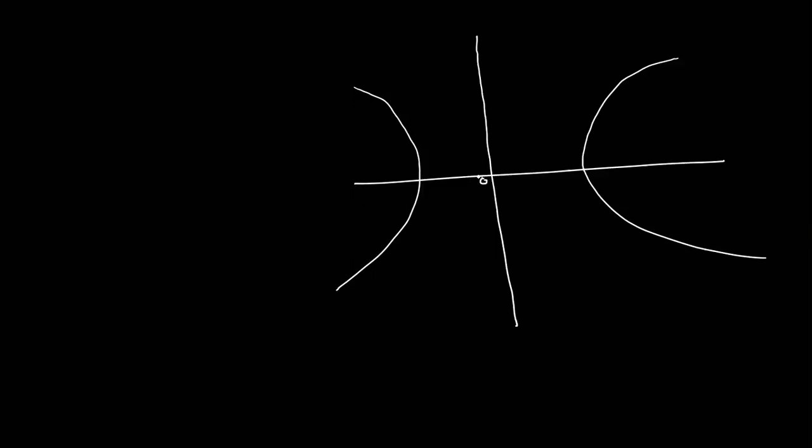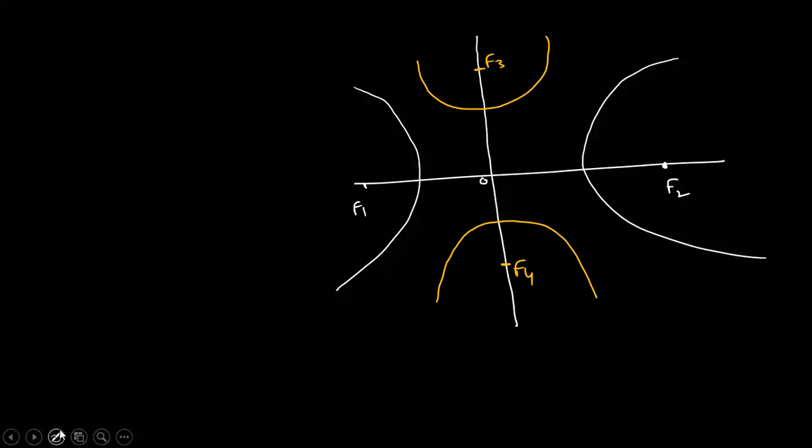Now see, dear students, I am drawing the picture now. Okay, this is the sector. So this is F2, F1. Let me complete the diagram. This is also another hyperbola. I'll tell you what is that. So this is F3. This is F4. Right?